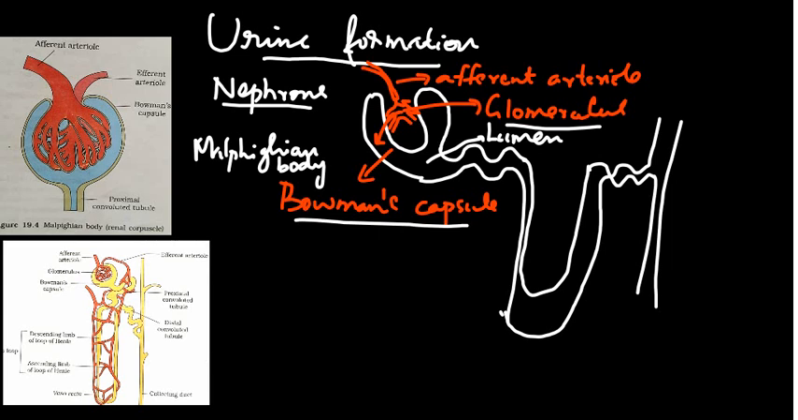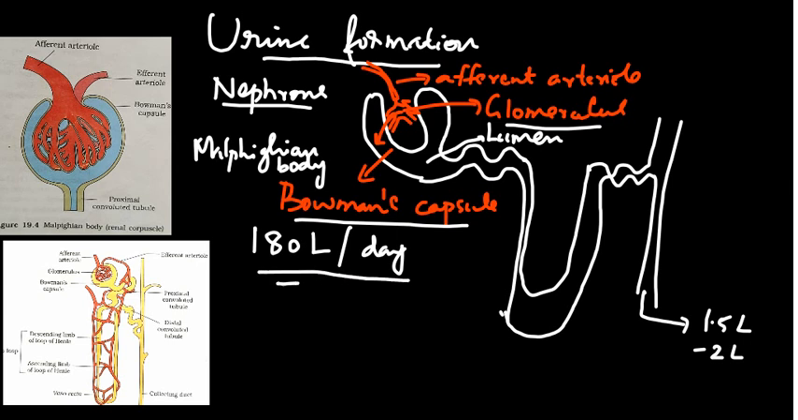And the filtrate amount will be around 180 liters per day, whereas the final filtrate that comes out as urine is about 1.5 liters to 2 liters, which means that from the initial filtrate of 180 liters per day, useful substances will be reabsorbed by the blood capillaries, vasa recta, that surround the kidney tubule. Later the blood will take it back.